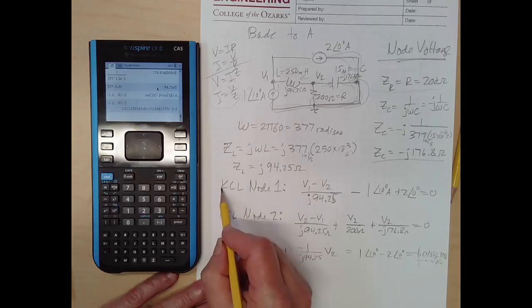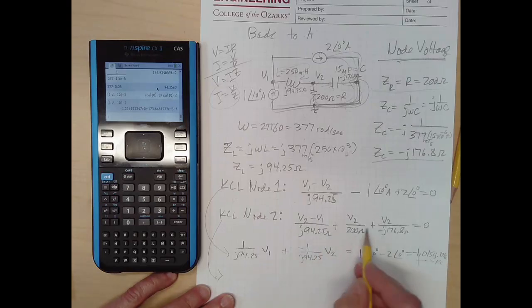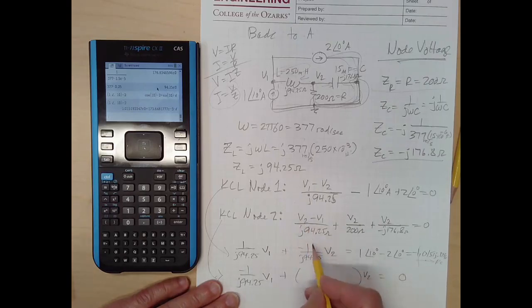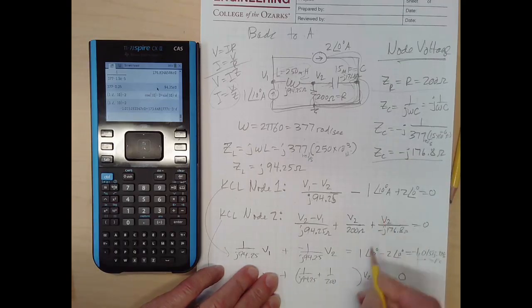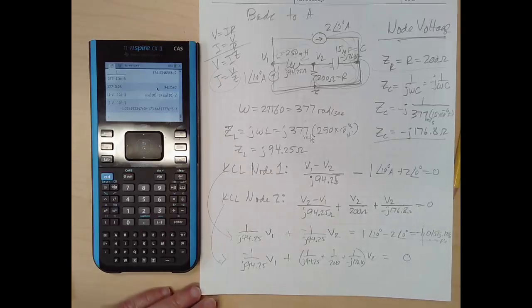All right, that's the node 1 equation. Now the node 2 equation, to get it in matrix form. What's multiplying V1? Just this same thing, except negative 1 over j94.25 times V1, plus, we're going to have three things multiplying V2. And that one's going to equal 0. So for V2, we've got 1 over j94.25, plus 1 over 200, plus 1 over negative j176.8. Can you still see? Yes. Good.